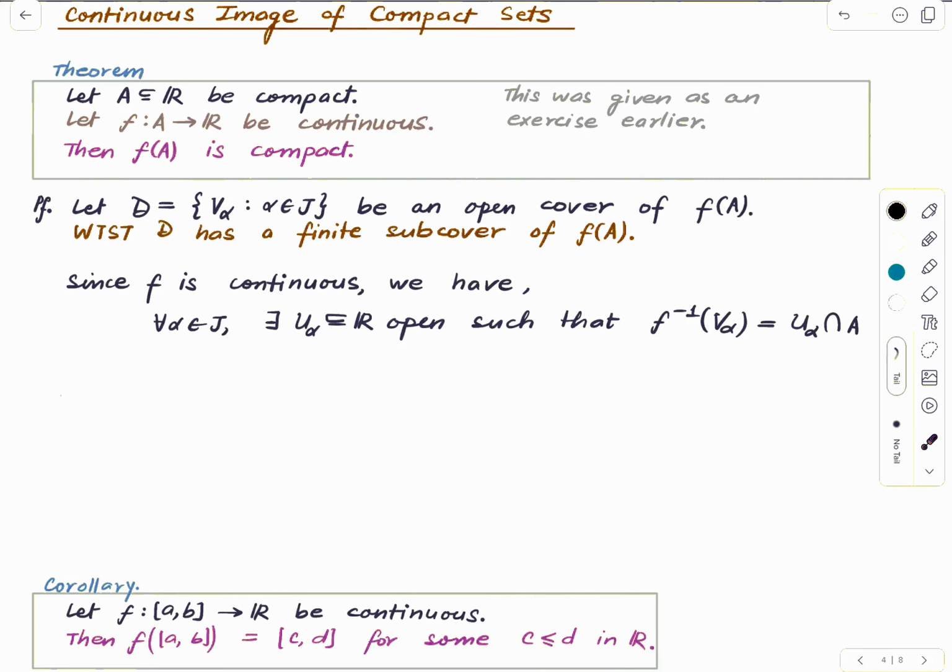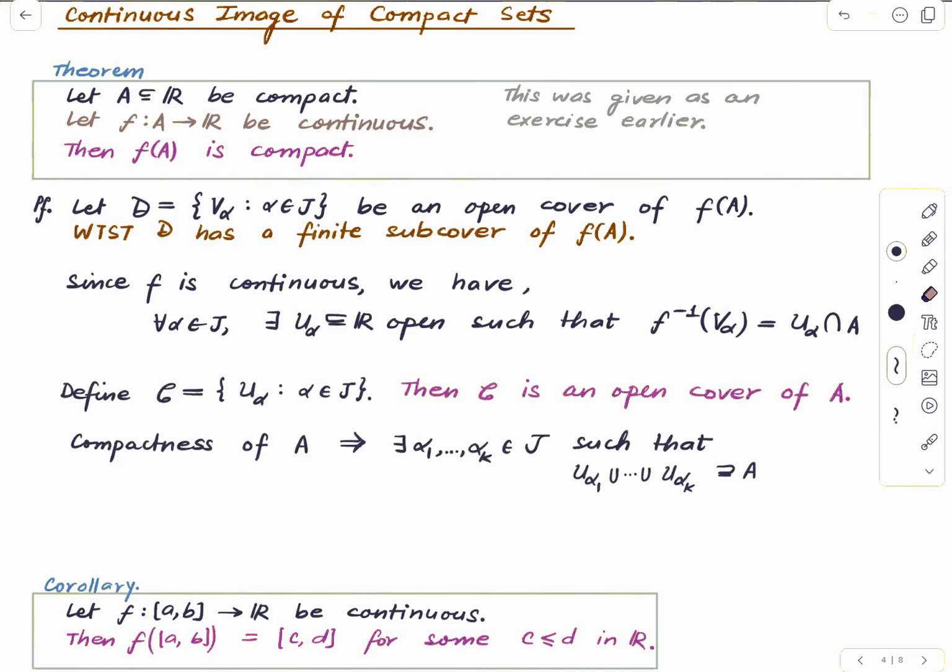Okay? So for each alpha, we consider the preimage of V alpha, and we can find an open set U alpha such that this preimage is equal to U alpha intersection A. Okay, so just please note this point. And now we can define this thing. It's the collection of all the U alphas that you get. And clearly this is an open cover of A.